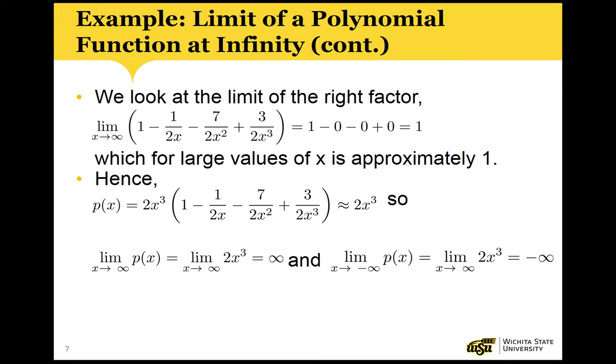This allows us to say that the limit as x approaches infinity of p of x is equal to the limit as x approaches infinity of 2x cubed, the largest degree term of the polynomial, which is infinity. And likewise, the limit as x approaches negative infinity of p of x goes as the limit as x approaches negative infinity of 2x cubed, which is equal to negative infinity.